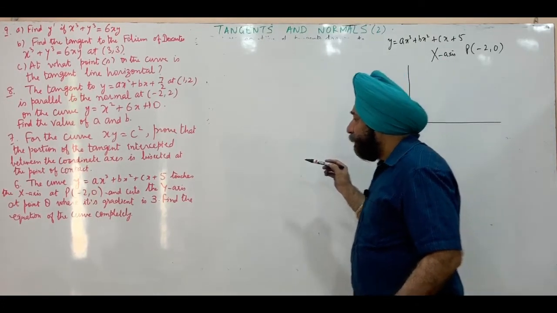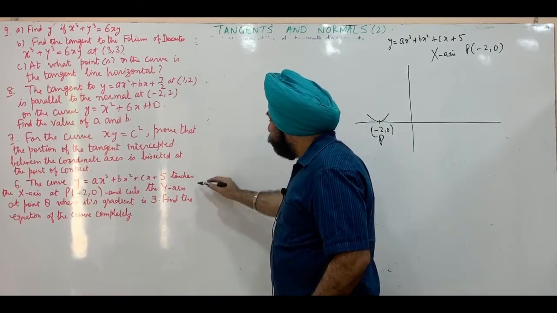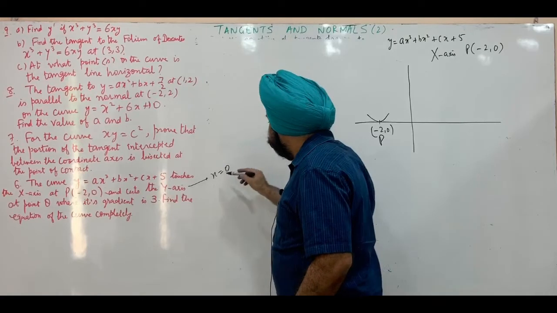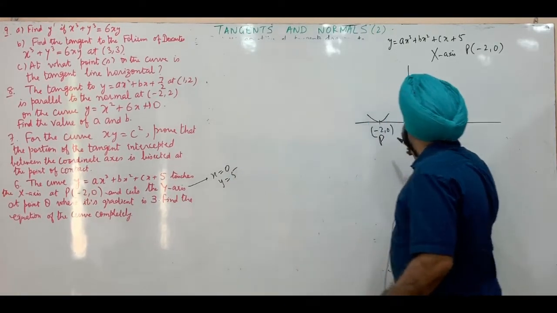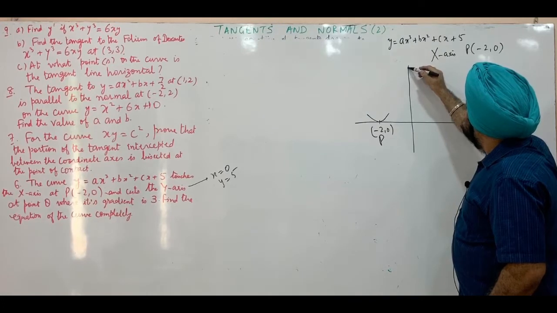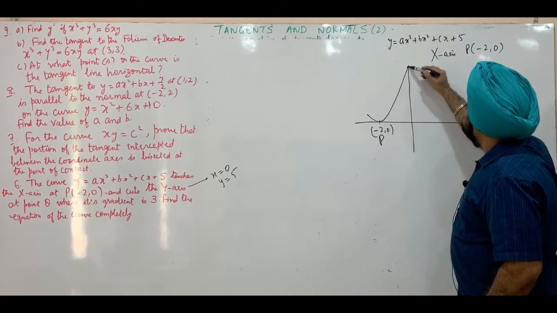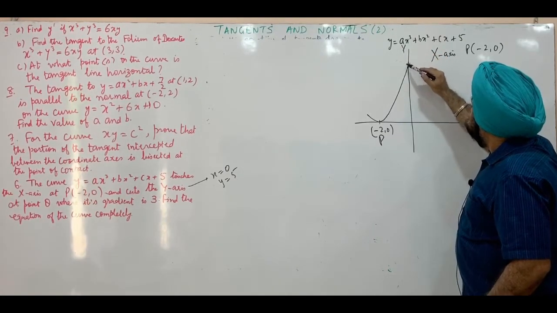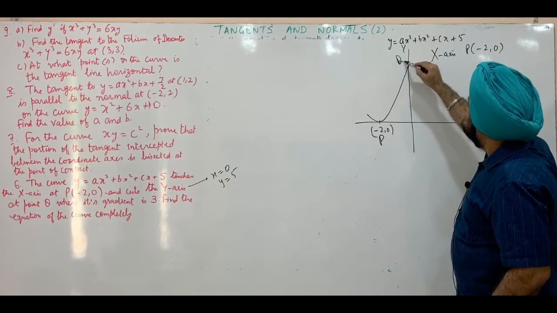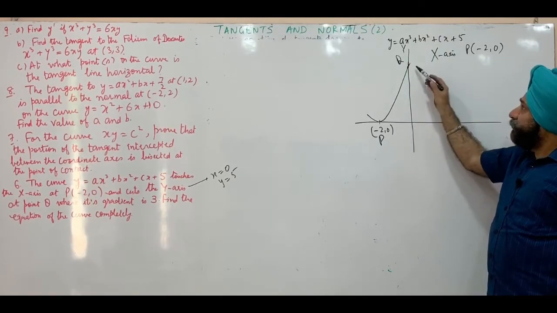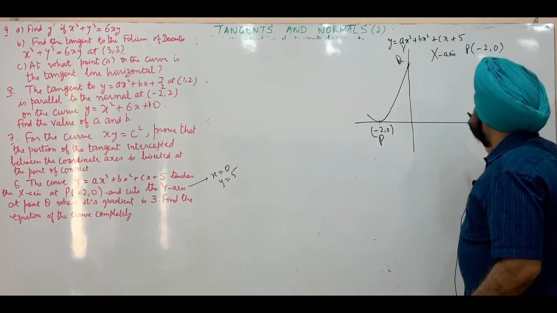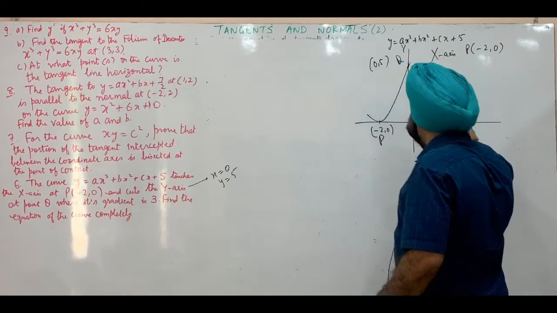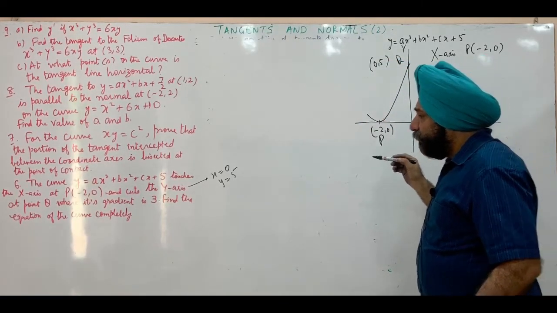Then it cuts the y-axis. It cuts the y-axis means we can put x is equal to 0. So with x equal to 0, we get y is equal to 5. So this is the point. This is the y-axis, and the curve is cutting it at point Q. So Q is this point, 0 comma 5. And now we have to find the equation of the curve completely.